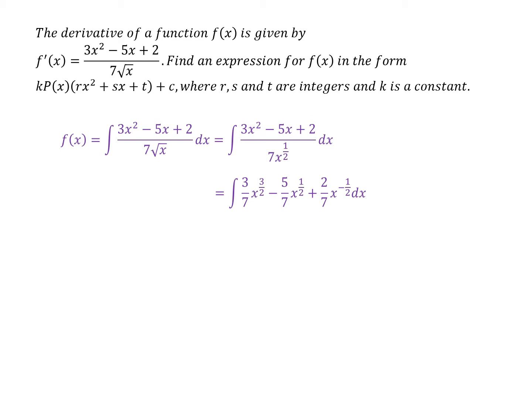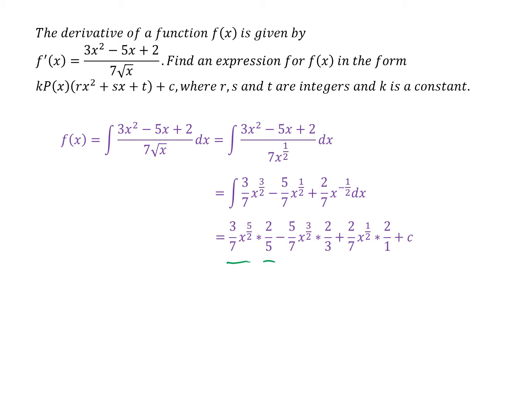I'm going to take each term one at a time, add one to the power, and then because I've got fractions, rather than dividing by the new power, I'm going to multiply by the reciprocal of the new power. So when I add 1 to the power, I'm going to get 5/2. But instead of dividing by 5/2, I'm going to multiply by 2/5, which is the same thing, just a little bit less messy. So there's my 3/7 times x to the power 5/2, and then I'm multiplying by 2/5.